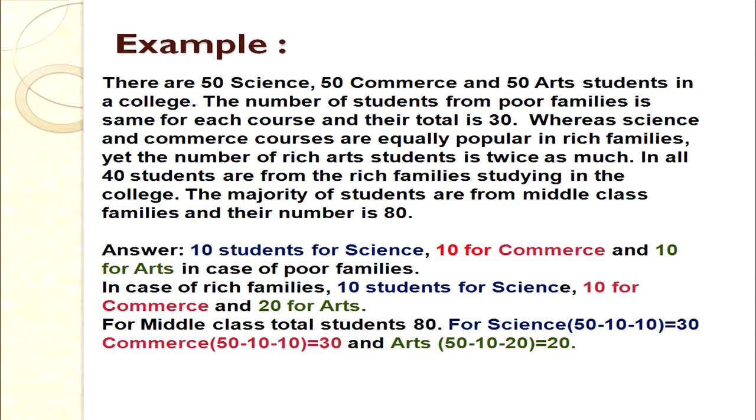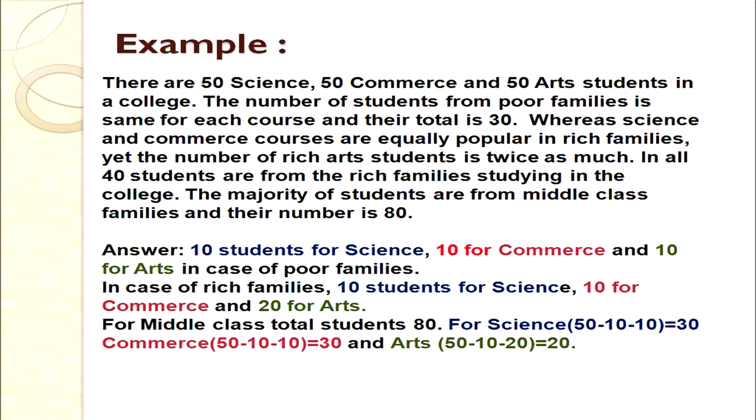So, let us see what we have learned from the whole question. 10 students for science, 10 for commerce and 10 for arts in case of poor families. The line given is: the number of students from poor families is the same for each course and there is a total of 30. So, if you divide equally into 3 streams, we get 10, 10, 10. 10 for science, 10 for commerce, 10 for arts.